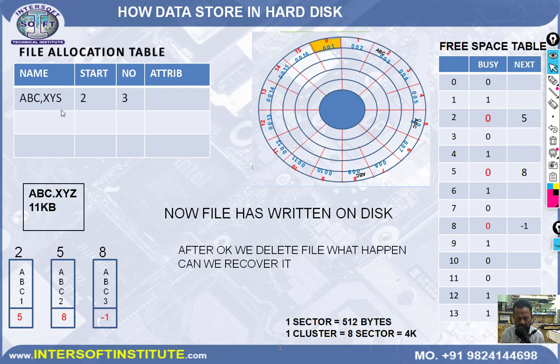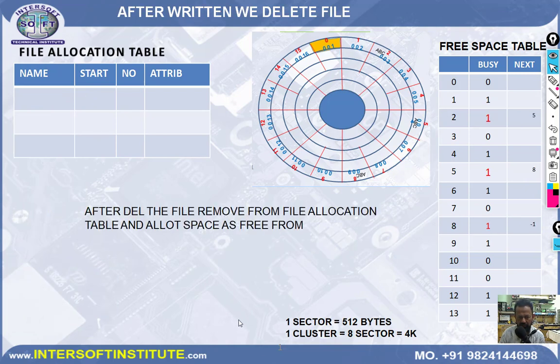Then can we recover it or not? In that condition, we will see later. We give the command delete abc.xyz. After deleting the file, it is removed from the file allocation table. It removes the ABC entries from this file allocation table, and it makes this space 1.